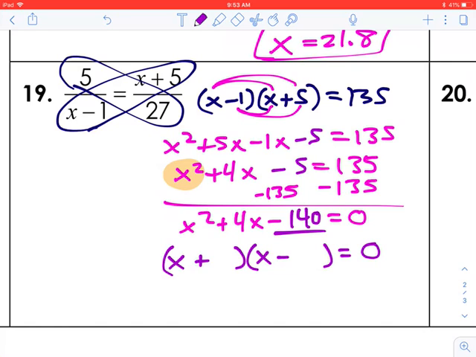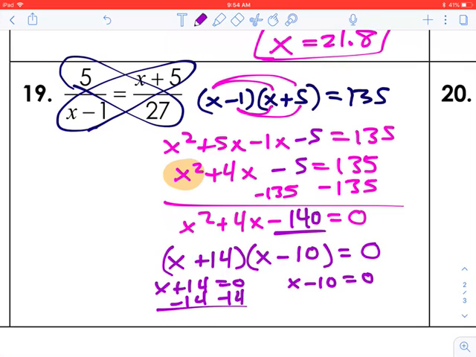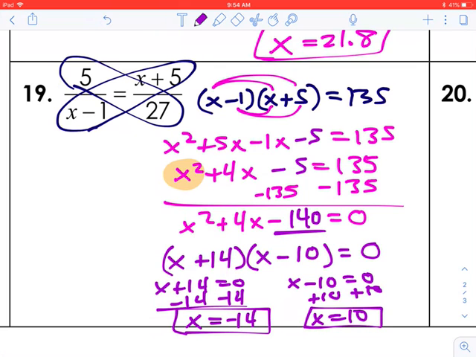So two factors of 140. What times what gives us 140 and gives us a difference of 4? So 14 times 10: if I have a positive 4, I need a positive 14 and a minus 10. Now we have two factors. So x plus 14 equals 0, x minus 10 equals 0. When I subtract 14, I get x equals negative 14. And then add 10, I get x equals 10. Looking at those two, those are my answers.